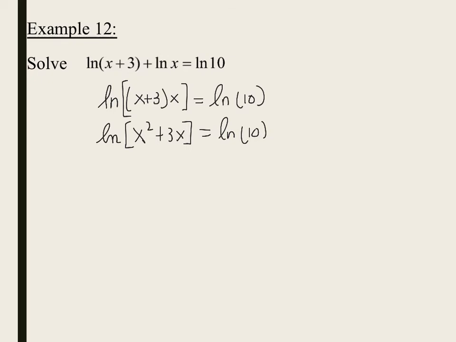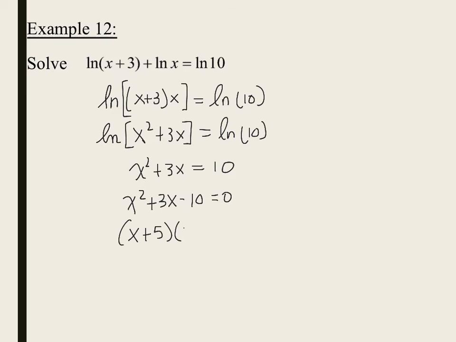And so we can use the equivalency property here. We get x squared plus 3x is equal to 10. Oh, this is beginning to look like a, what do we call this? A quadratic. So x squared plus 3x minus 10 is equal to 0. We can factor this. x plus 5, x minus 2 is equal to 0. So this is saying x is equal to minus 5, or x is equal to 2.